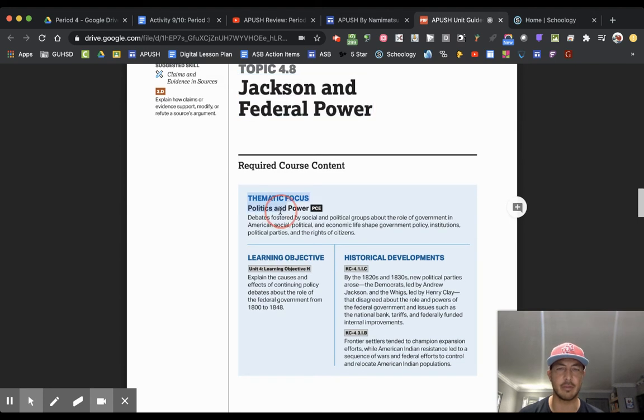I've had a couple students ask me about thematic focus. In my opinion, this isn't really that important. What it is saying is that there are certain themes that always happen in history. This one's politics and power. And I don't care if this is colonial America during the French and Indian War, the American Revolution, the Constitution, the Civil War, the War of 1812, or growing sectionalism, secession rights, and nullification in South Carolina. I don't care what those topics are. There's going to be debates because of different groups, and I'm not going to get into it because I don't think it's important.